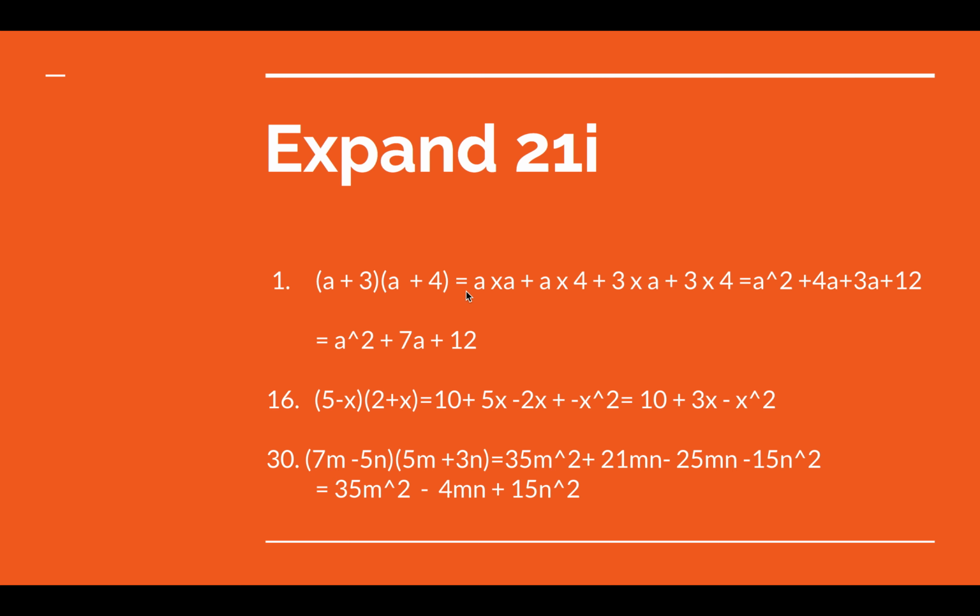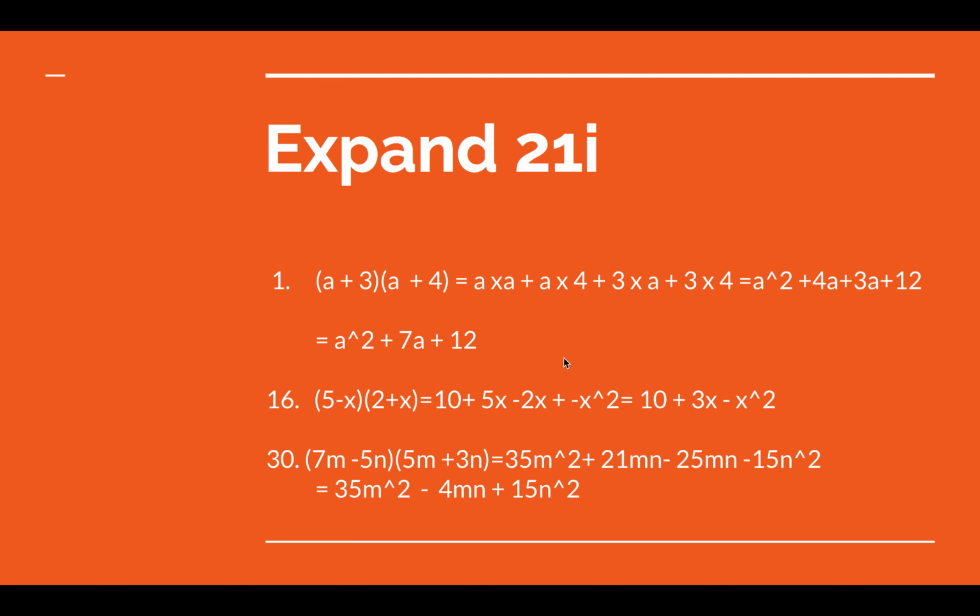So when we evaluate this, a times a is a squared. A times 4, we get 4a. And then 3 multiplied by a is 3a. 3 multiplied by 4 is 12. So this is our answer. However, in our answer, you can see that 4a and 3a are like terms. So we can simplify this by adding them together, and then we get 7a. So our final answer is a squared plus 7a plus 12.